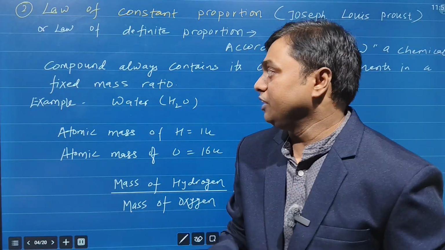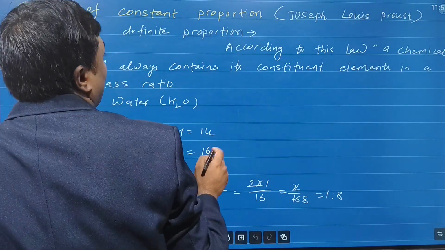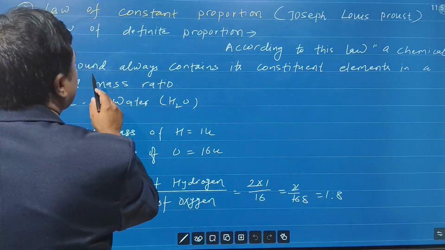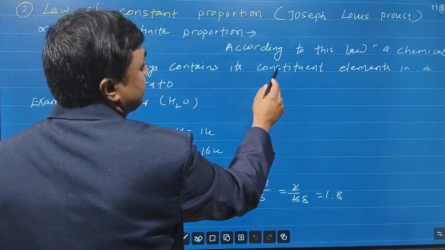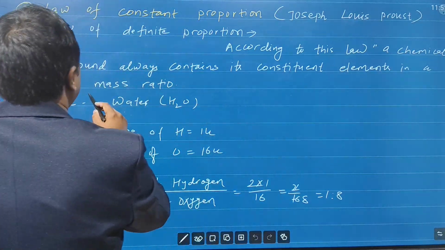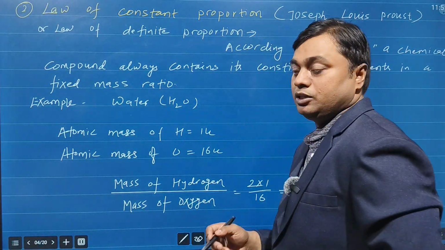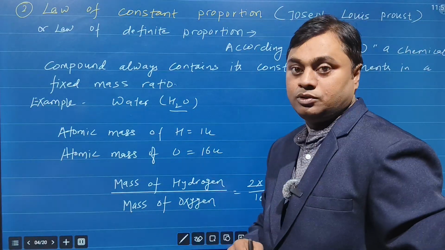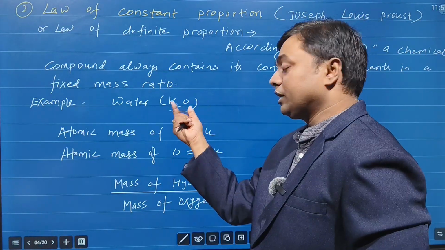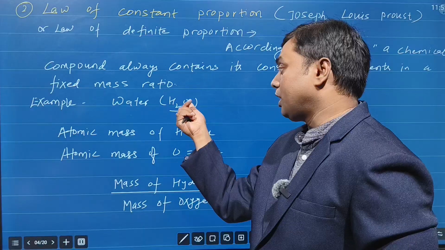Next, concepts we talk about the law of constant proportion, also called as law of definite proportion. First see the statement. According to this law, a chemical compound always contains its constituent elements in a fixed mass ratio. What does this mean? Consider water. Water is made up of 2 atoms of hydrogen and 1 atom of oxygen.